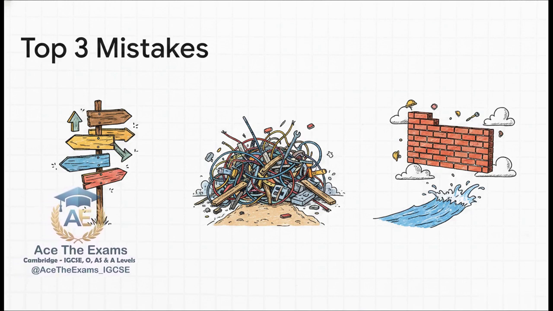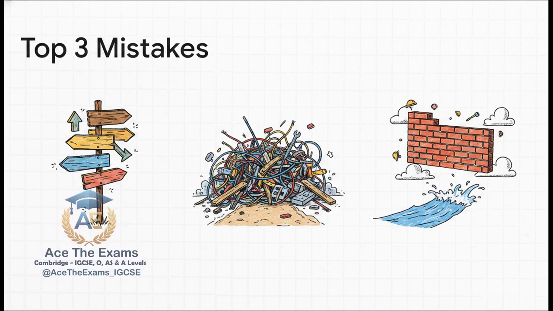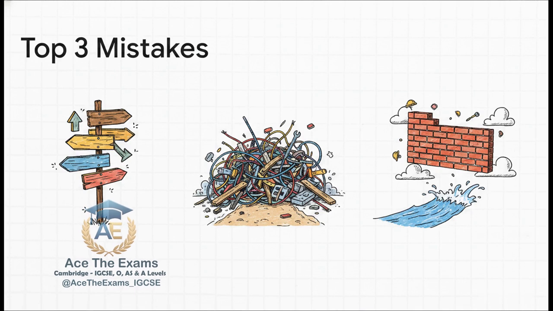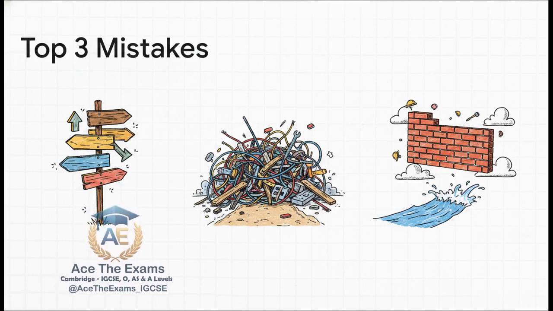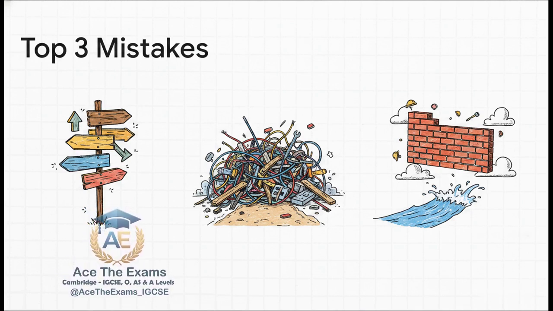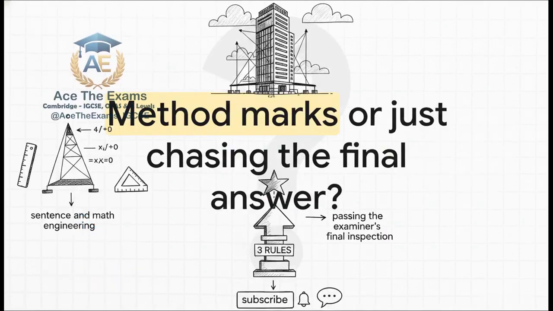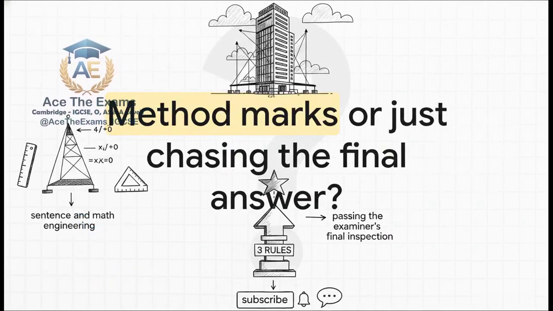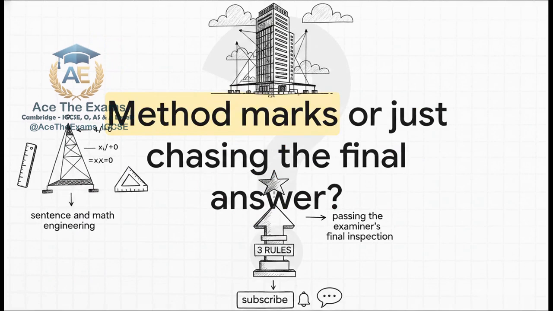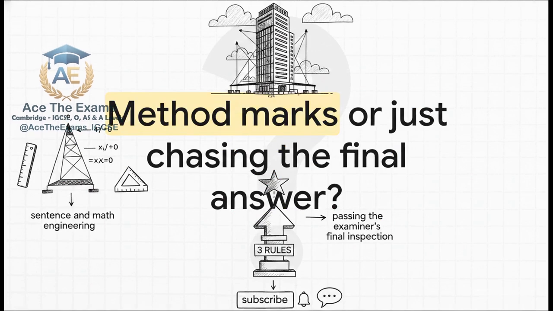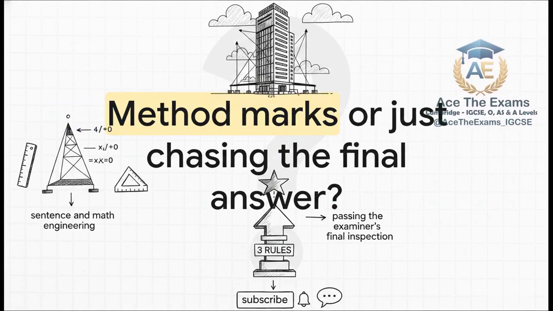If your load-bearing math is good, but your presentation is just an unannotated disaster, the examiners simply cannot navigate your site safely. And mistake number 3, ignoring the context. If that polynomial represents a real-world physics problem, your final answer has to relate back to that specific reality. So, ask yourself, are you securing your method marks or just chasing the final answer? Practice these specific past paper techniques, focus on the procedural framework, and make sure your exam strategy is truly built to pass that final inspection.